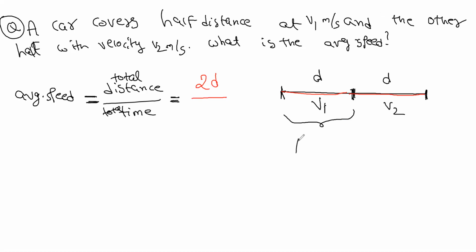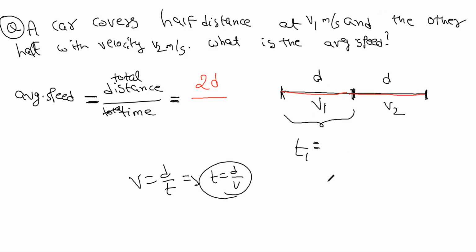From this we can find the time t1. Velocity equals distance by time, which implies time equals distance by velocity. So distance is d, velocity is v1, so t1 is d by v1. Same for t2: the distance is d, the velocity is v2, so t2 is d by v2.